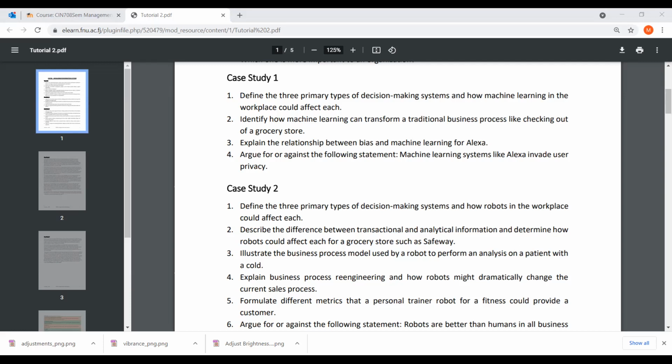So it says that it invades user privacy. Now you can have your own answers here. Either you can say yes, or you can say no. You can say yes in terms of your conversation being listened to by Alexa 24/7, and all this information can be stored in Amazon's computer system.